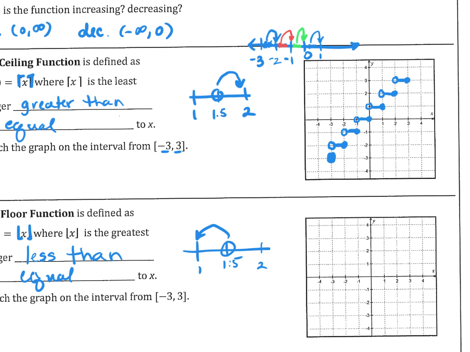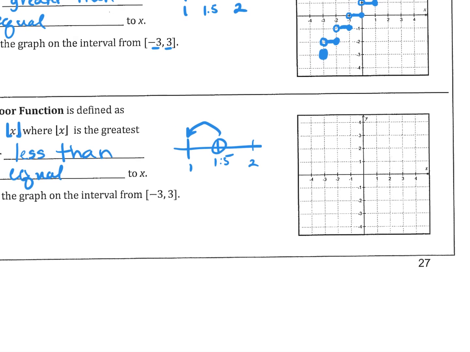Now, how is this going to be different than the floor function? The floor function says what? Let's take this backwards. So we're going to start here at -3, and then -2, and then -1, and then 0, and 1, and 2, and 3, aren't we? So anything in here is going to go where?